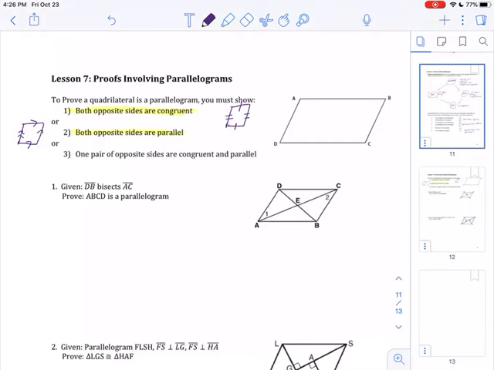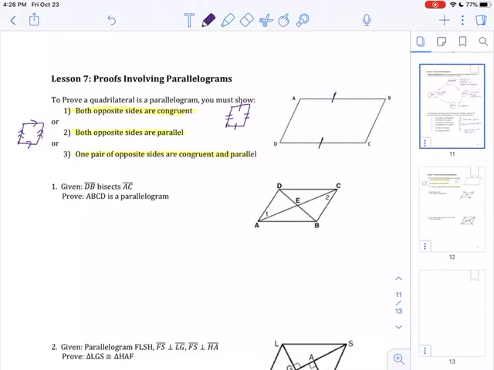Or you're going to show that both opposite sides are parallel. What does that look like? I'll do that over here to the left. So if the top is parallel to the bottom and the left is parallel to the right, then it's definitely a parallelogram. And that makes sense because that's our definition of parallelogram.